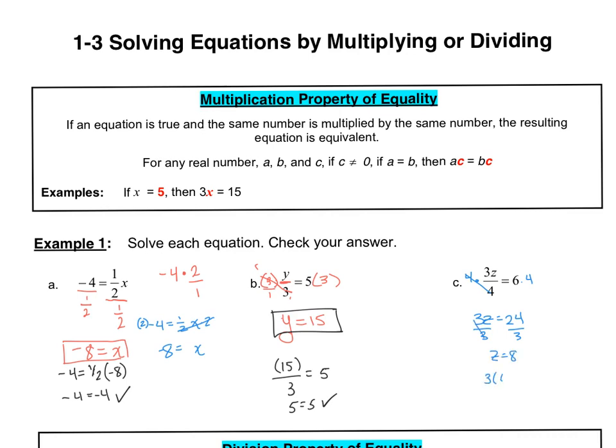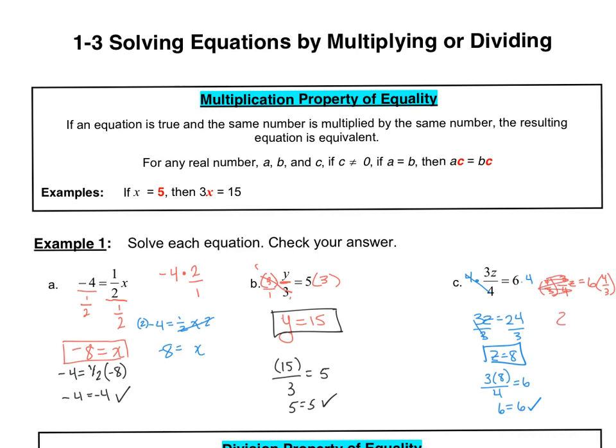Check your work. 3 times 8 over 4 equals 6. Well, 3 times 8 is 24, and 24 divided by 4 is 6, so that's correct. z is 8. And if you want to do that differently, so if you have 3/4 z equals 6, or 3z over 4, it's the same thing. You can multiply by the reciprocal right away. So multiply by 4/3 right away.